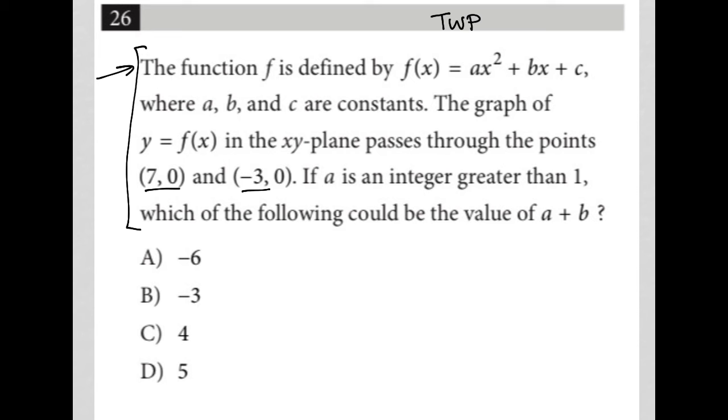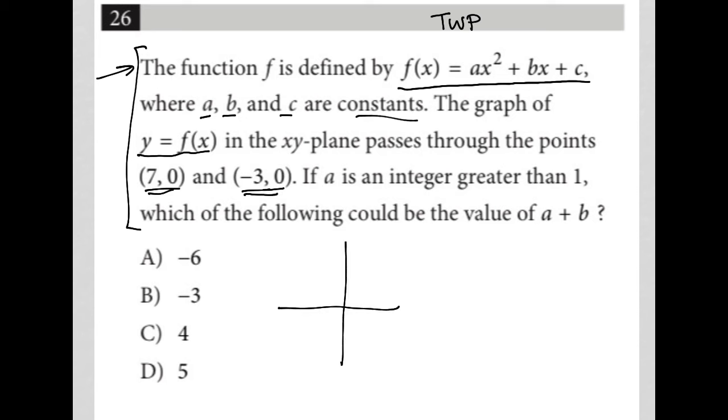So the first sentence here says the function f is defined by f of x equals ax squared plus bx plus c, where a, b, and c are constants. The graph of y equals f of x in the xy plane passes through the points (7, 0) and (negative 3, 0). So first of all, if I were to graph this, using a plug-in picture type of strategy, I know that at negative 3, and at positive 7, I'd have 2 points on the actual x-axis, right?